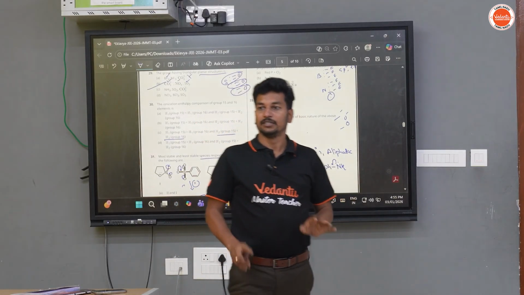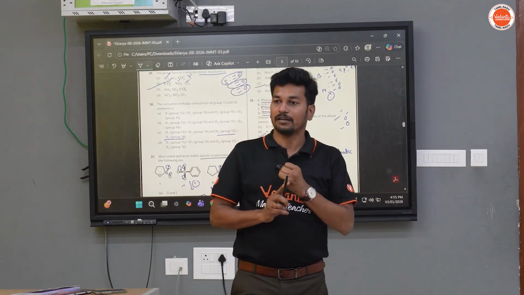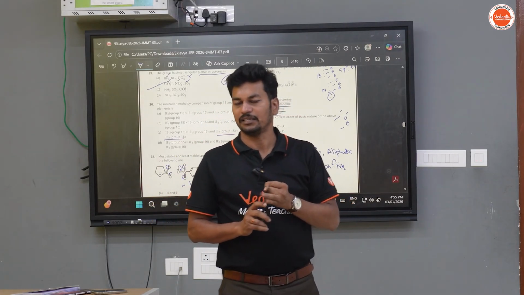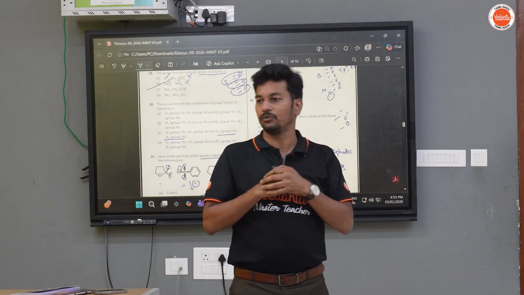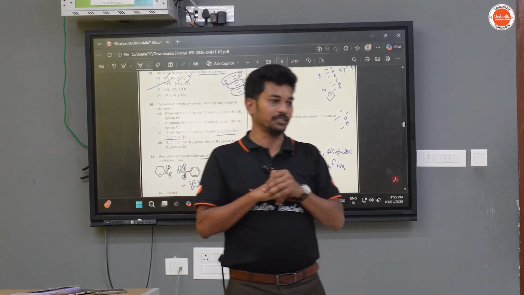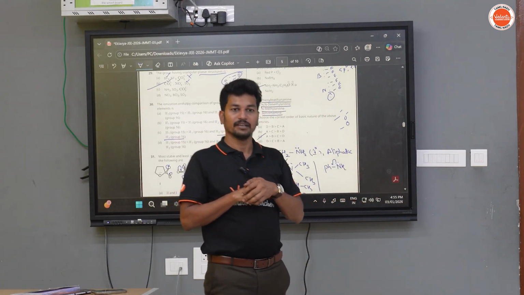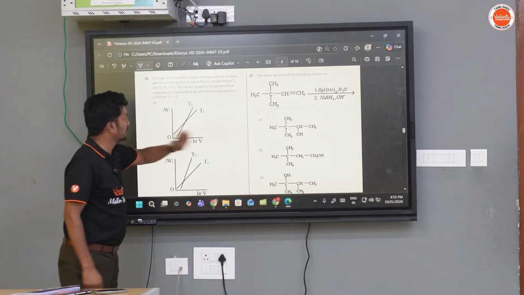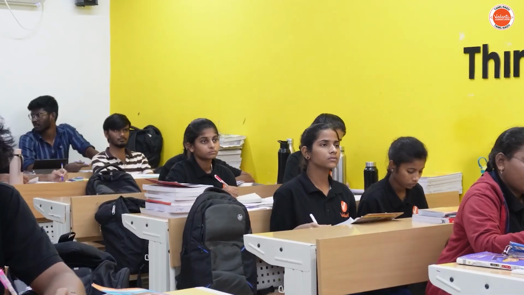How simple it is. So acidic nature for carboxylic acids, phenols and all, basic nature for amines, orders as per the NCERT book properly. If you see, definitely you can get a question. Easily you can do it. Clear? Yeah. 36th question. If you look at this 36th question, consider the reversible isothermal expansion.